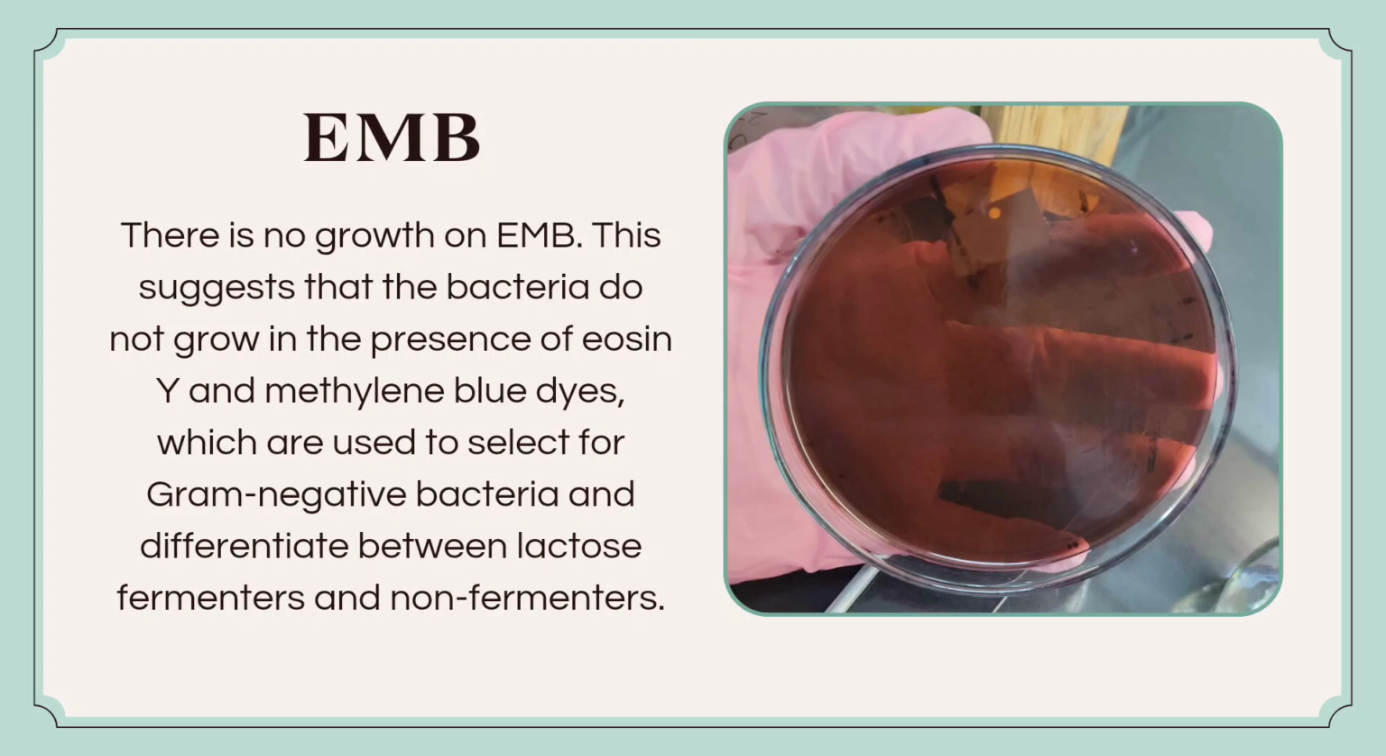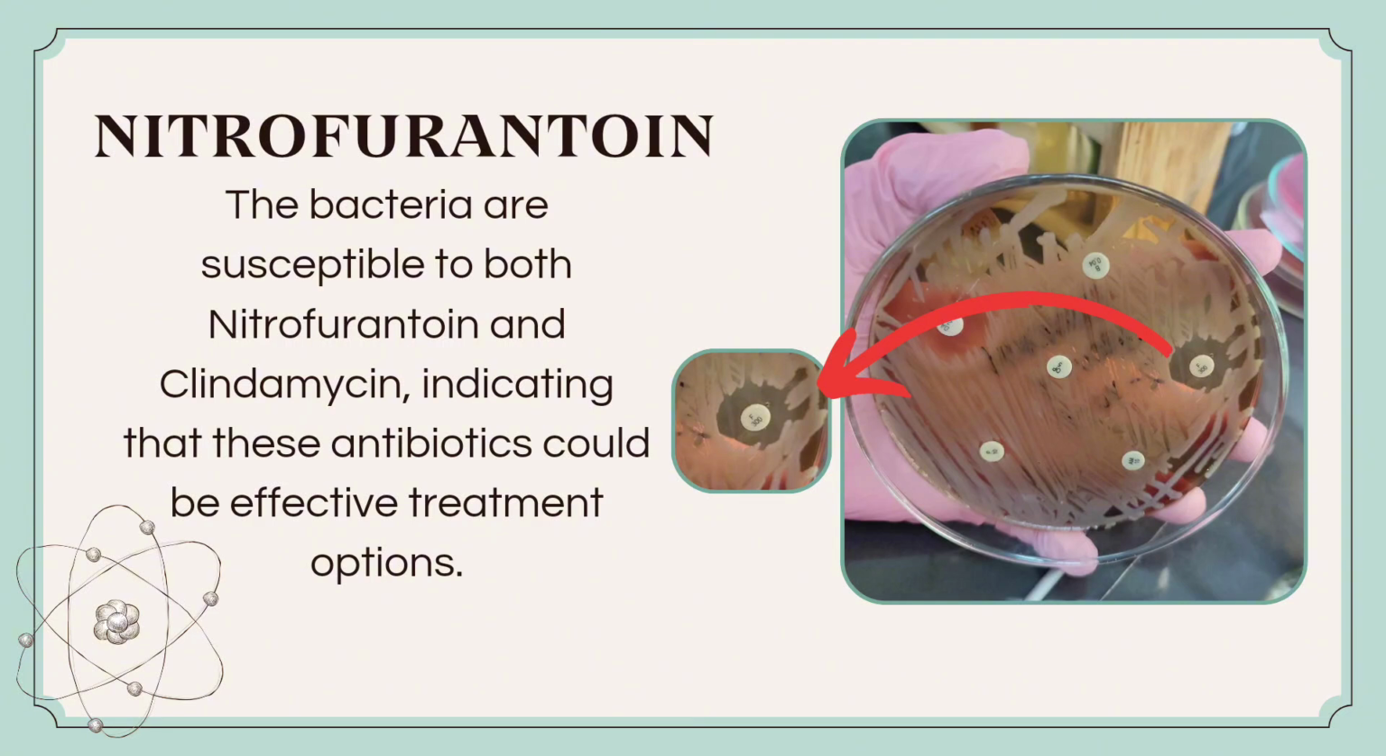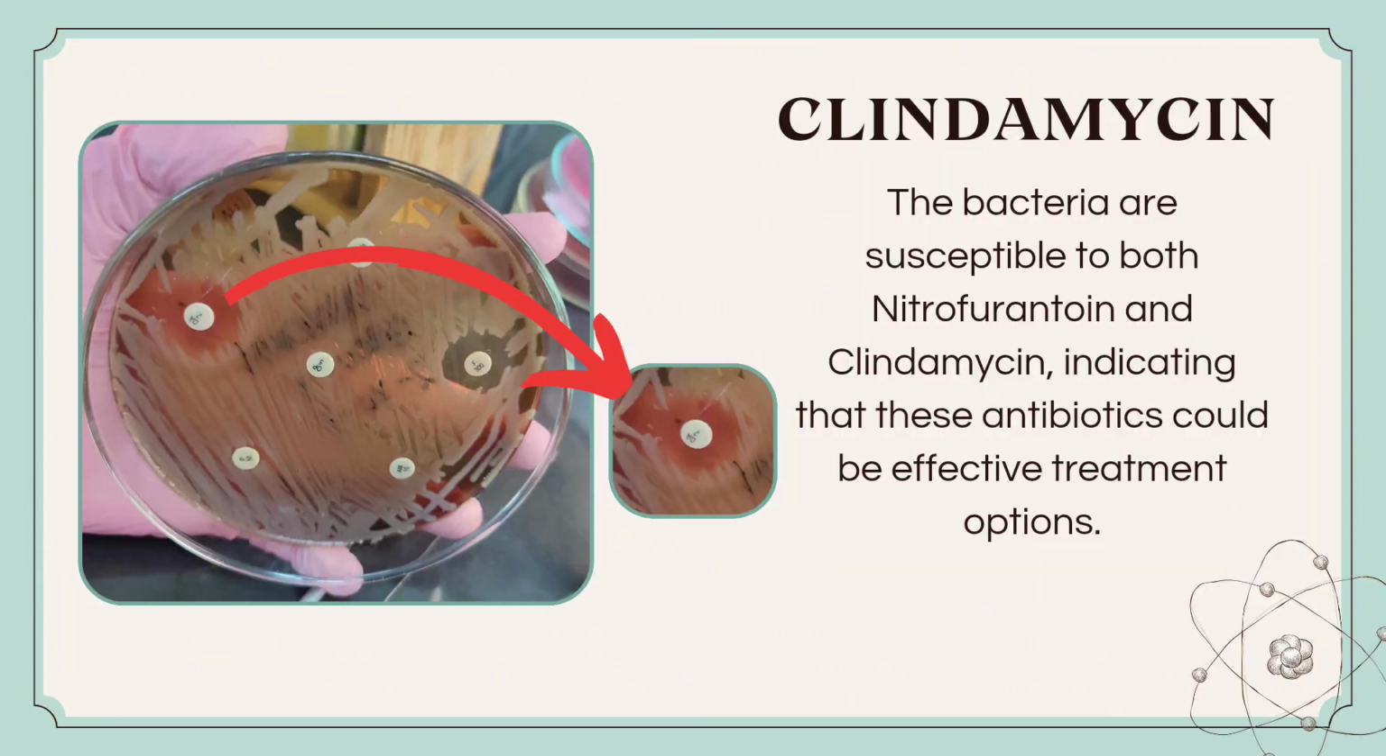Now let's proceed to AST, or the antimicrobial susceptibility testing. First we have the nitrofurantoin, and the bacteria are susceptible to it, and it indicates that this antibiotic could be an effective treatment option. Next is the clindamycin. The bacteria is susceptible to clindamycin, indicating that this antibiotic could be an effective treatment option.